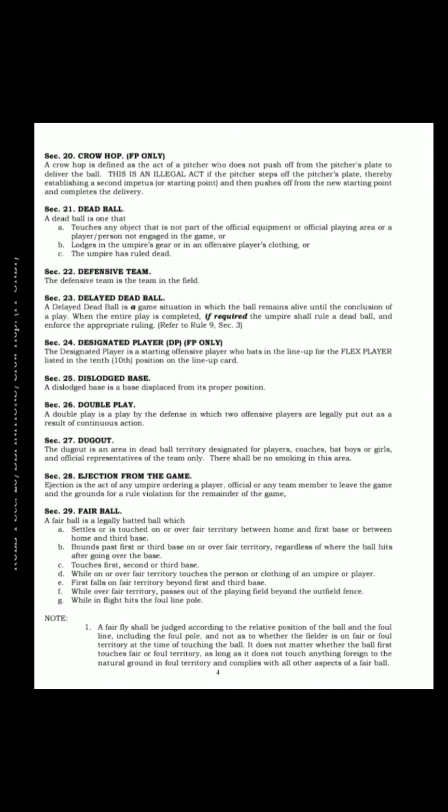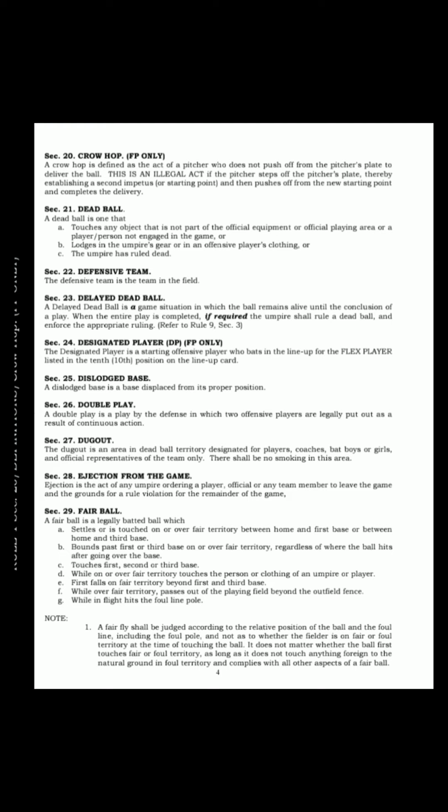Section 20, crow hop. A crow hop is defined as the act of a pitcher who does not push off from the pitcher's plate to deliver the ball. This is an illegal act. If the pitcher steps off the pitcher's plate, thereby establishing a second impetus or starting point, and then pushes off from the new starting point and completes the delivery. That's section number 20.